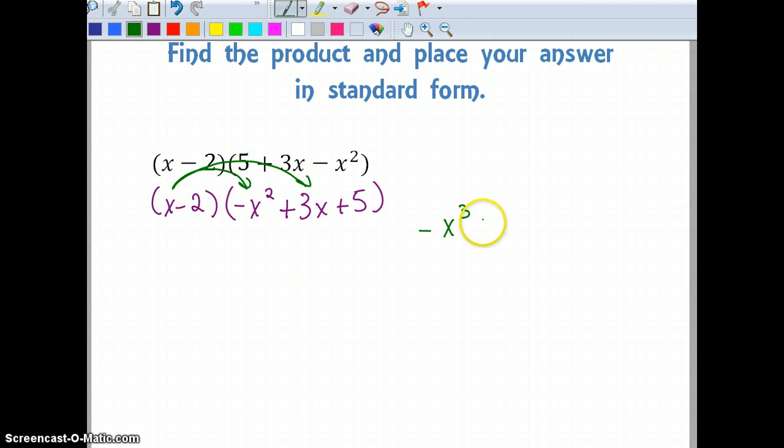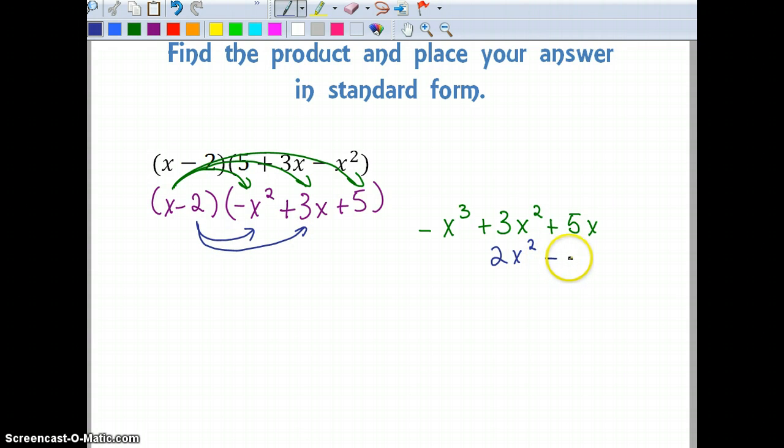X times 3x is going to give me positive 3x squared. And x times 5 is going to give me a positive 5x. Negative 2 times negative x squared is going to give me a positive 2x squared, because a negative times a negative gives you a positive. Negative 2 times positive 3x gives me a negative 6x. Negative 2 times positive 5 gives me a negative 10.